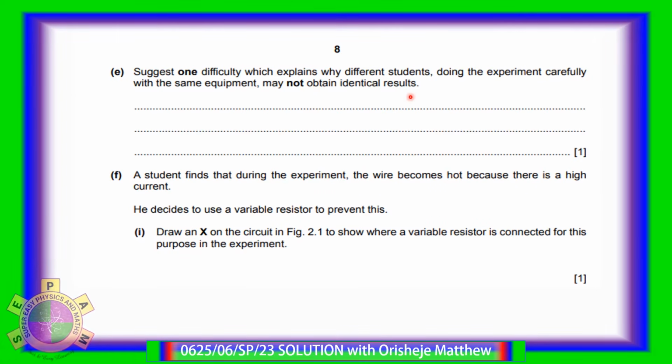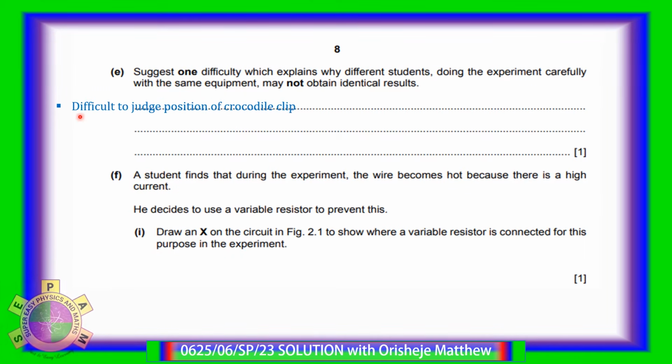Which explains why different students doing the experiment carefully with the same equipment may not obtain identical results. So that's how you say that we have to talk about experimental accuracy. There are factors that bring error into the experiment. What is the difficulty? You have difficulty of measuring the length of the resistance wire when you are positioning your crocodile clip. So you have difficulty to judge the position of the crocodile clip when you want to clip it.